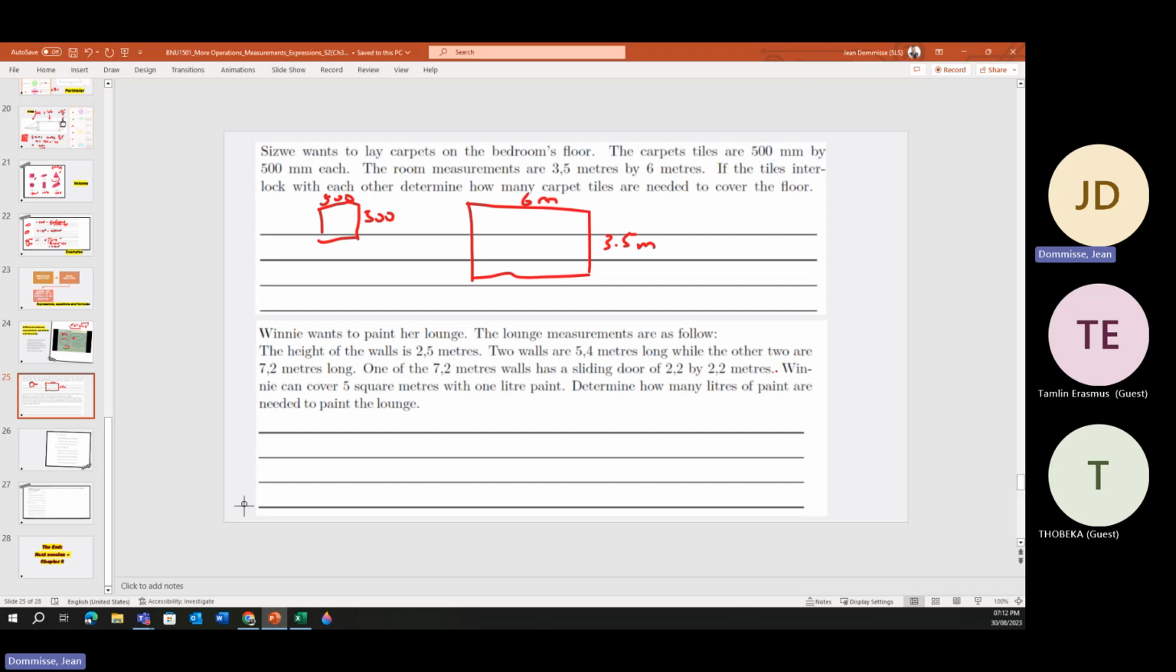Okay, so if the tiles interlock with each other, determine how many carpet tiles are needed to cover the floor. So if that now is the tiles that need to go in there, how many tiles do you need to cover the floor? So that is basically what they are asking.